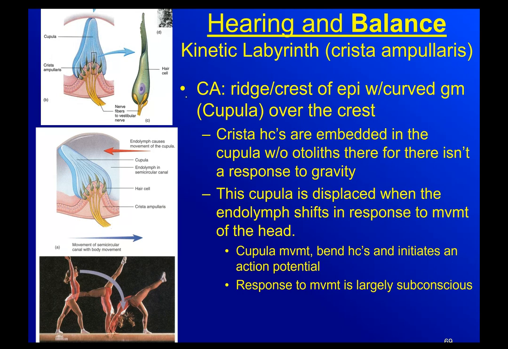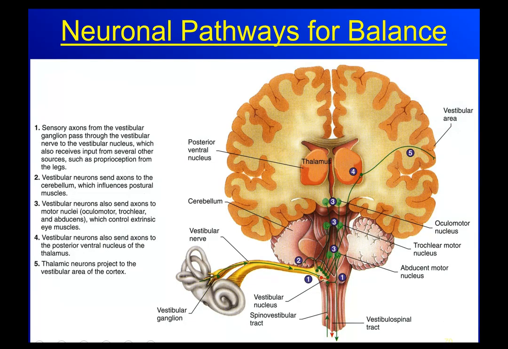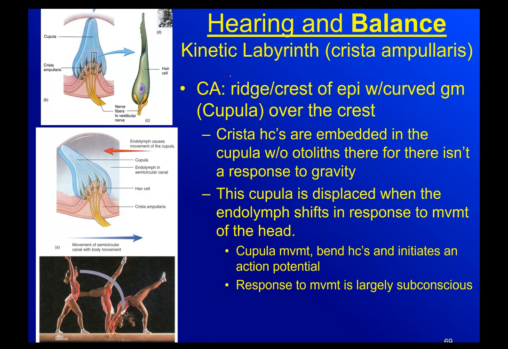The crista ampullaris makes that kind of ridge crest right here, okay? And you've got this gelatinous mass on top called the cupola. Kind of looks like a teardrop up here, all right? Notice that within that gelatinous mass, there are no otoliths. There is no weight added to it, okay? So the crista's hair cells, these guys, are embedded in that gelatinous mass.